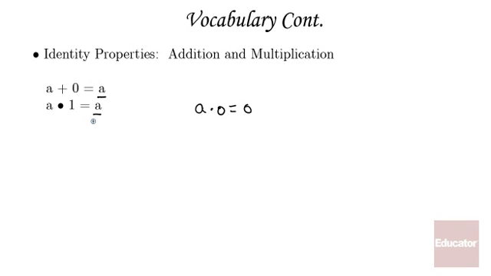And you can also think of the identity property being, if someone asked you for your identification, it would reflect information about yourself. So the identity property is about getting the same value back.